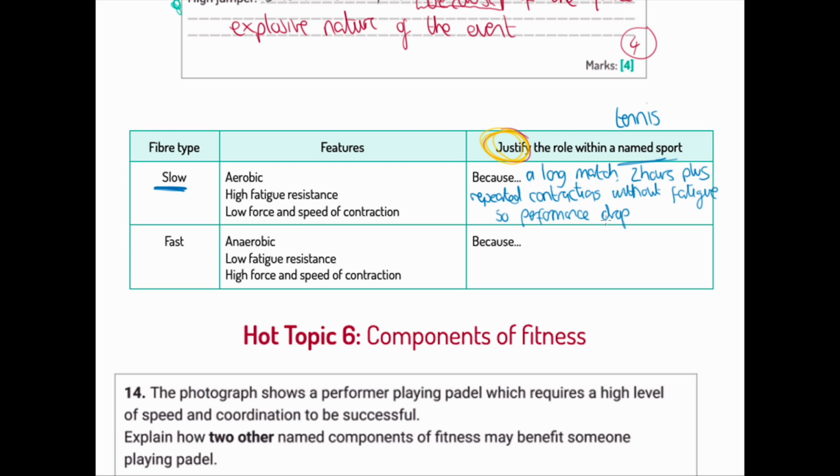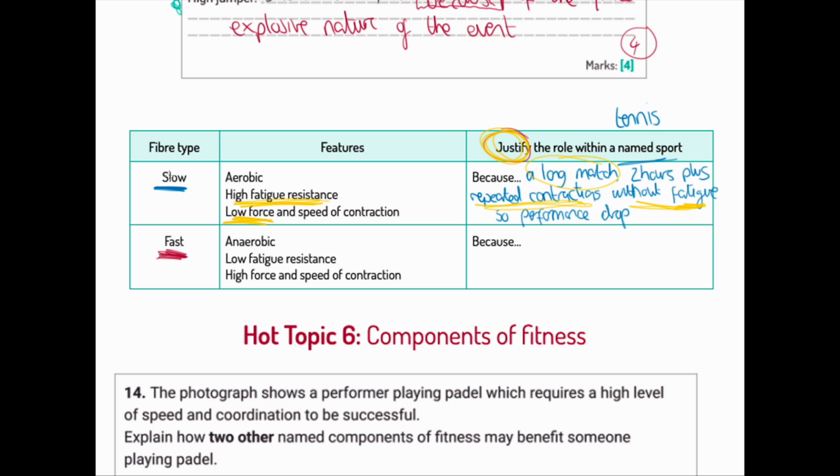A long match. Let's go through a long match. Repeated contractions without fatigue. Those contractions are not going to be that strong. They're going to have that low force, but we want that high fatigue resistance, which I've just talked about just here. Moving on to our fast twitch.